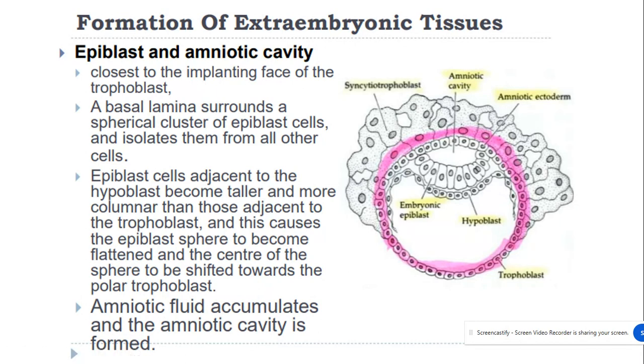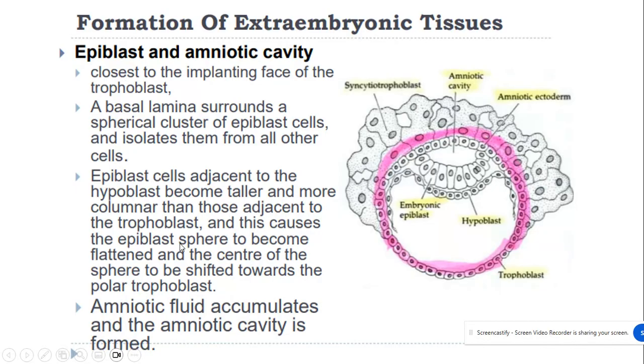So what happened here? Okay, so the mechanism is, epiblast and amniotic cavity are closest to the implanting phase of the trophoblast. So this is the trophoblast and they're very close to it, right? Basal lamina surrounds a spherical cluster of epiblast cells. So we actually have a basal lamina surrounding the spherical clusters, right? And isolates them from all the other cells. There's a little bit of cell isolation happening here. Epiblast cells adjacent to hypoblast, so these are the epiblast cells and they're adjacent to hypoblast, right? Become taller and more columnar. As you can see, they're taller now and they're more columnar, right?